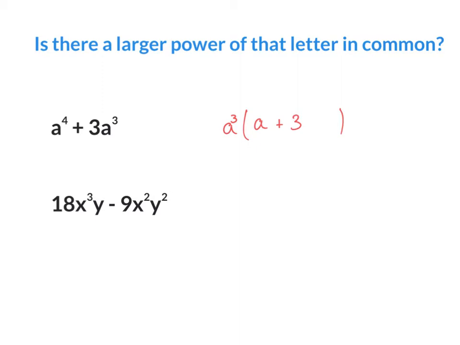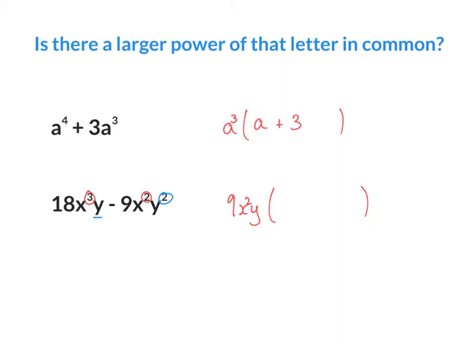Let's look and do it in the same order as we've done: numbers, letters, powers of letters. So numbers wise, 18 and 9, well, they share 9. Letters wise, well, we've got x and we've got y. And you'll notice for the x terms, we've got an x cubed and an x squared. The biggest power that they both share is x squared. For y's, we've got a y squared, but this term is just a single y. So we can't take out any more than just a single y. So 9x squared y is the first factor.